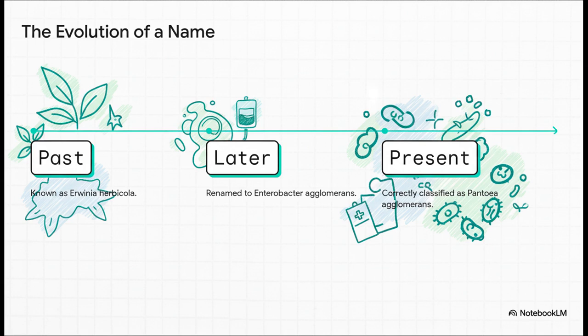You'll still find its old names, especially Enterobacter agglomerans, lurking in older literature and even in some lab information systems. And this isn't just trivia. It can seriously mess up surveillance data and even lead to misinterpreting an antibiogram.